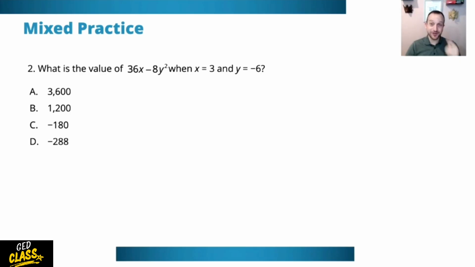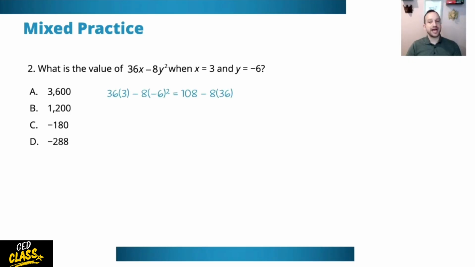Okay, let's look at number 2. What is the value of an expression when we're plugging in numbers? Now, this is not something where we had to simplify x's and y's, but we do have to plug in carefully, especially if there are negatives or exponents that might change things.